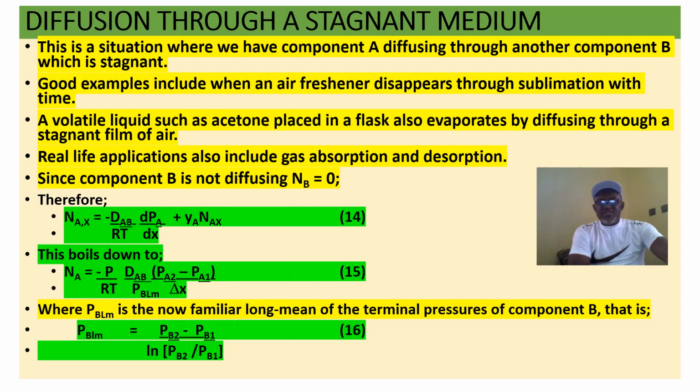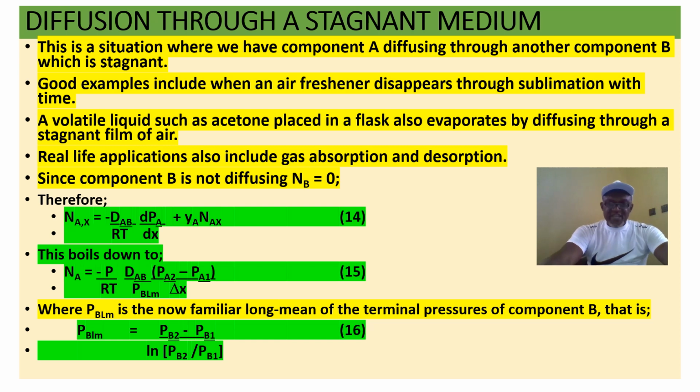Now, diffusion through a stagnant medium. This is a situation where we have component A diffusing through another component B, which is stagnant. That component B is not diffusing. Good examples are air freshener. You keep the air freshener, it diffuses, and some volatile liquid. When you keep something like acetone, it diffuses through film of air, which is stagnant. The air is not diffusing.